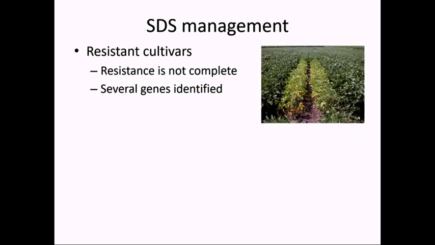All right, so talking of management, what are the tools we have available for managing SDS? Really the primary and most important way is using resistant cultivars, and Sylvia knows all about that. She works very hard to get us some good cultivars. And there are good cultivars available. Over the years, we've had improved resistance. However, resistance is not complete. There's no cultivar that is immune to SDS. So under optimum conditions, if it's really favorable, even those cultivars will develop disease, and you can suffer yield losses.